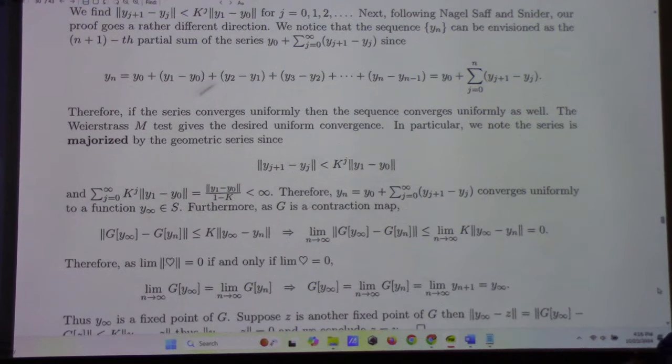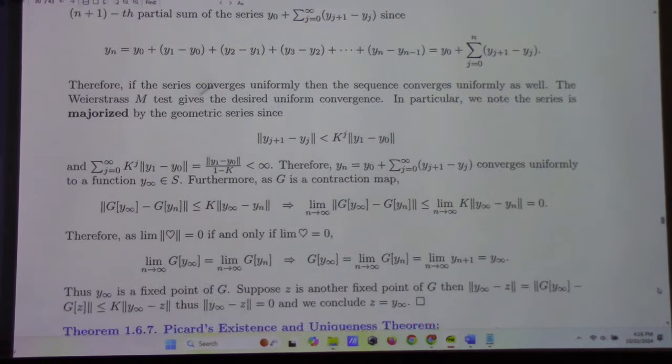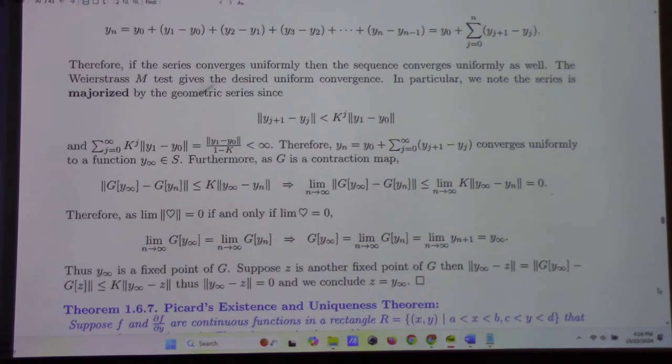And if we take another fixed point z, and look at the difference, the norm of y infinity minus z, well then that is, because they're fixed points, g of y infinity minus g of z, which is by the contraction property less than or equal to k times the norm of y infinity minus z. But the only way that can be true is if the norm of y infinity minus z is equal to 0. So lo and behold, unique fixed point.